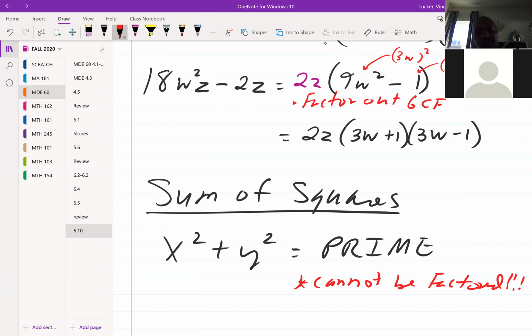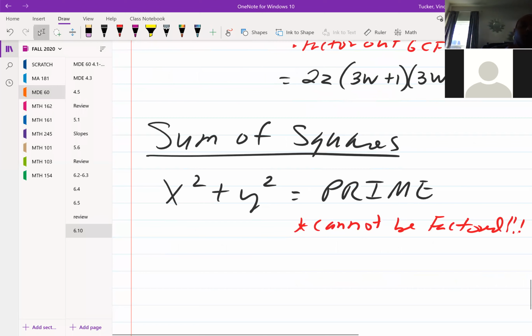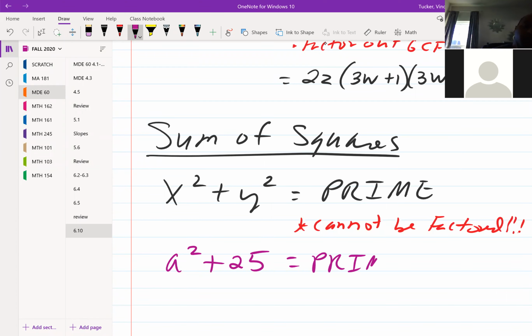All right, so the sum of squares is prime. It cannot be factored. So be careful with that, because a lot of times people will make up stuff that does not work. In other words, if you see a squared, remember before we had a squared minus 25, a squared plus 25 is prime. Remember, if you cannot do anything with it, then it is considered prime.